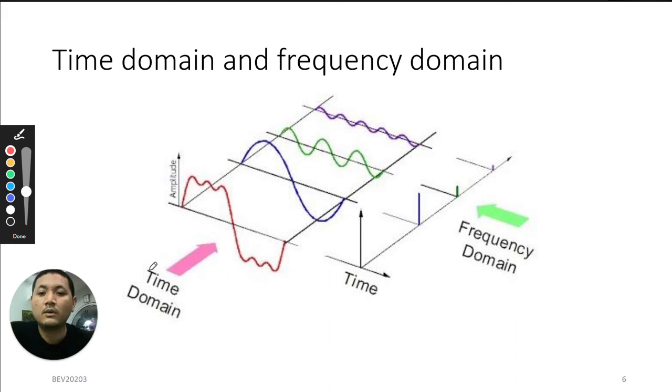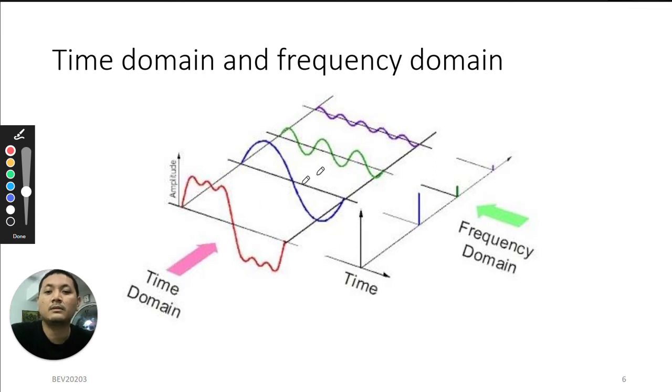Right, so if we look from this angle, we will only see this signal. Alright, so this is the signal in time domain. However, if we look at it in frequency domain, which is from this angle, we will see that this single signal is actually a combination of multiple signals.